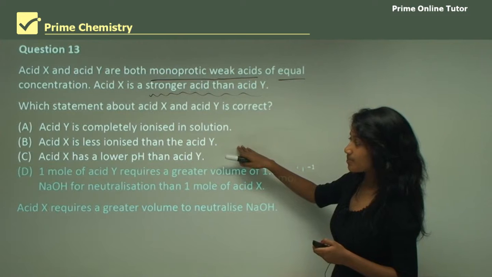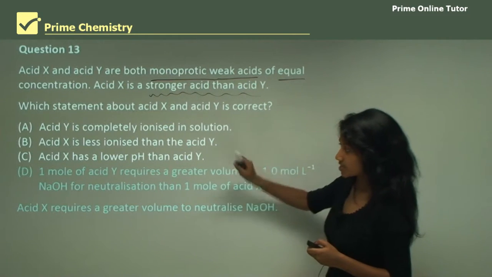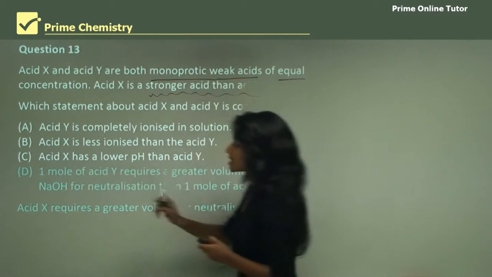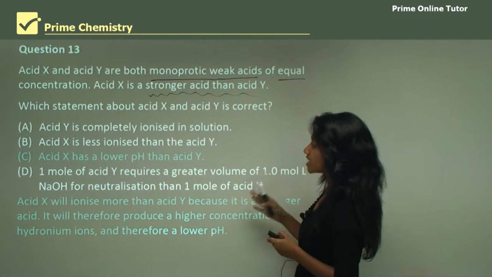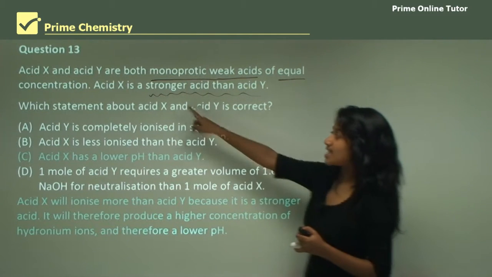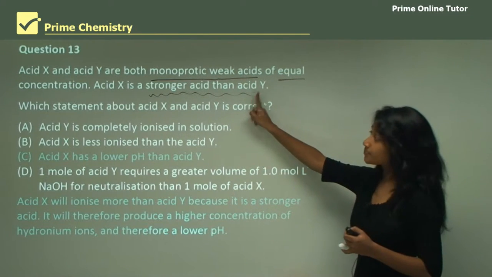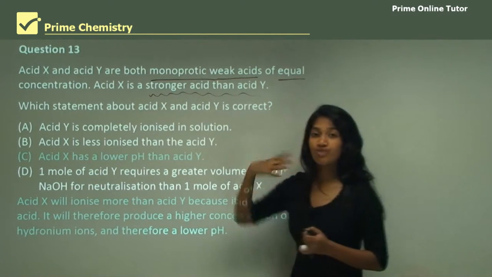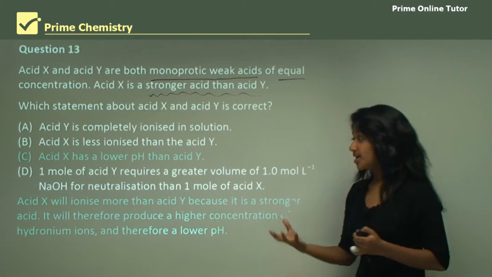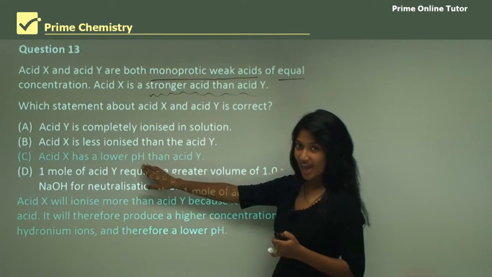So let's consider the last option now. Option C, sorry. Option C says acid X has a lower pH than Y. Because acid X is a stronger acid than acid Y, we know that X is going to have greater hydronium ion concentration, meaning it's going to have a lower pH.